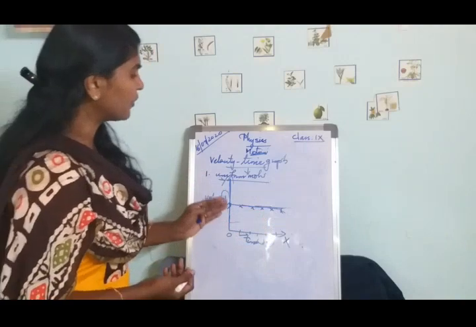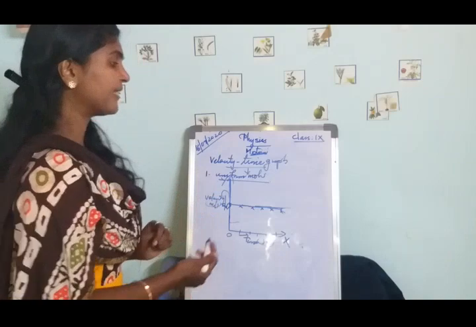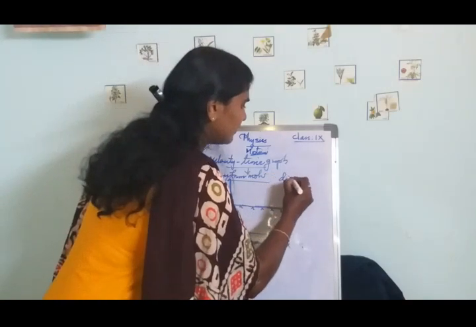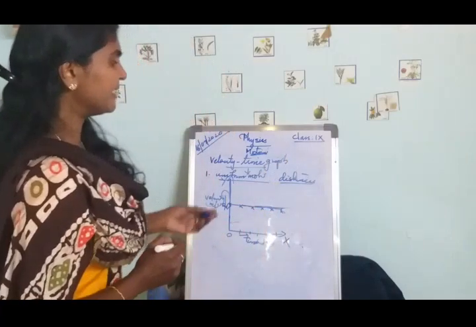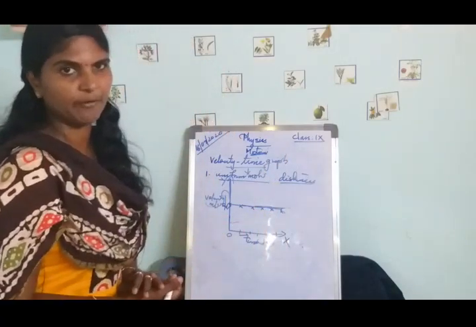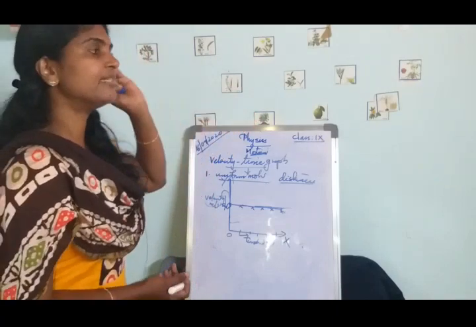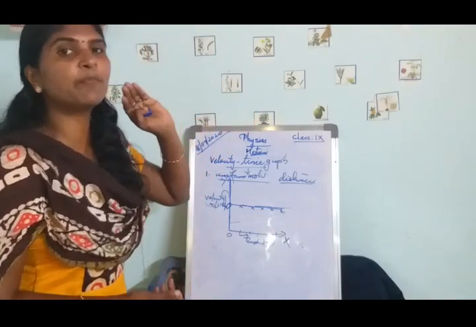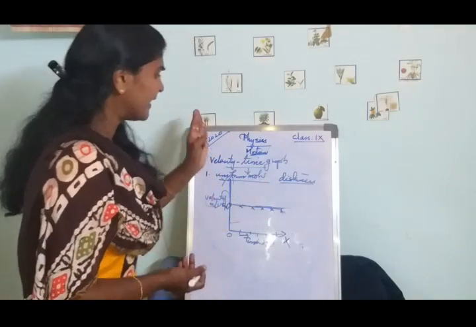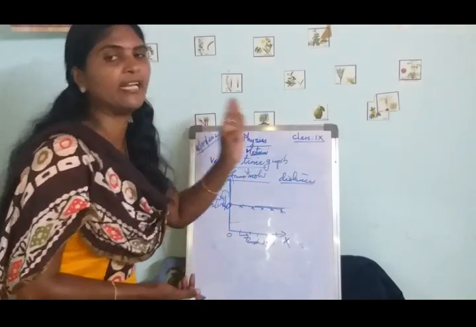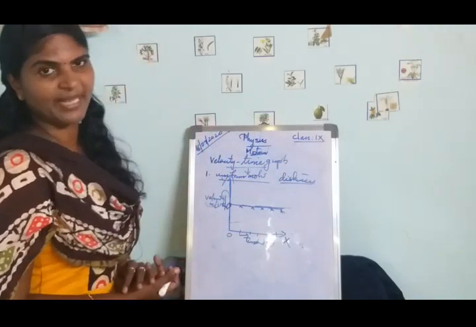Then what is the importance of this velocity time graph? Using the velocity time graph, we can calculate the distance travelled or the magnitude of displacement. That is the significance of the velocity time graph. Then what is the significance of the distance time graph? Using the distance time graph, we calculate the speed, and using the velocity time graph, we can calculate the distance travelled or the magnitude of displacement.